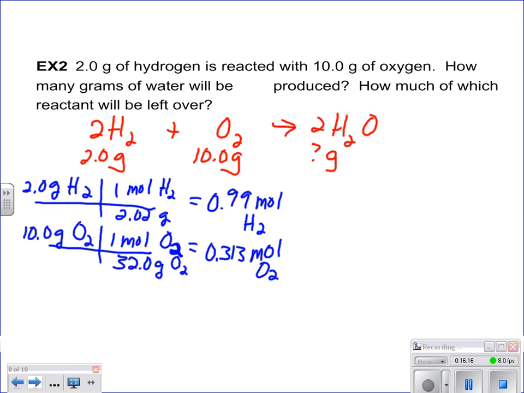You have just done step 2. Now what? Hydrogen should be divided by 2 and oxygen by 1. So this gives us 0.495 and this one is still 0.313. So the answer, our limiting reactant, is which one? Oxygen. Limiting reactant, this one's in excess.